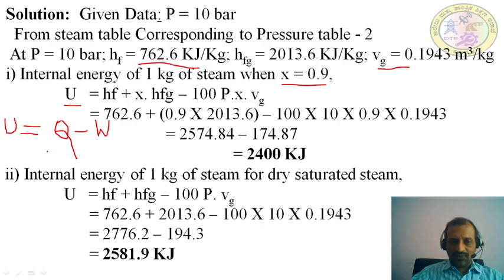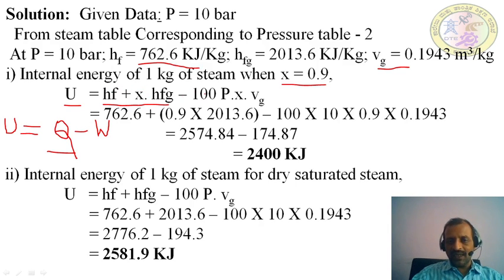For q, I am writing here hf plus x into hfg. Why is this q? Because we are calculating at constant pressure, so this is called enthalpy. Enthalpy and q are both the same here. When the pressure is kept constant, whatever amount of heat you supply to the system, that itself we call enthalpy. So this is hf plus x hfg, because the dryness fraction is given, so I introduce x here. If the dryness fraction is not given, we would have directly taken hf plus hfg.